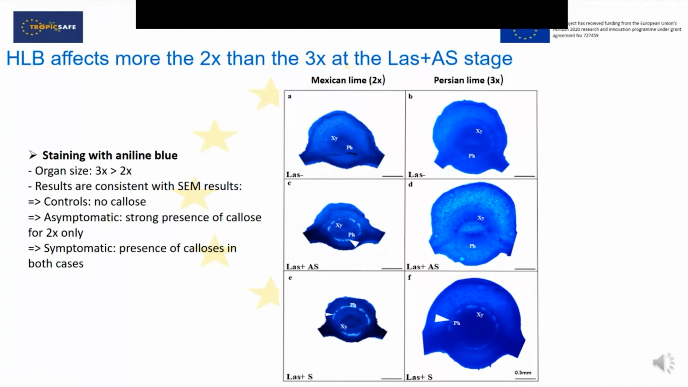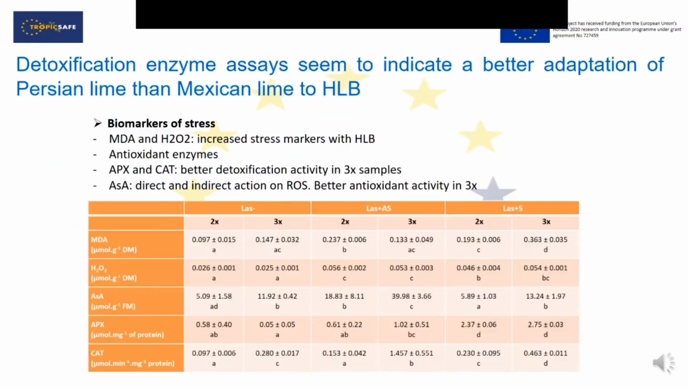In the middle, you have the asymptomatic leaves, and you can see that there is a callose deposition, a white ring, that is present only in Mexican lime, but not on the right for the Persian lime. However, in the symptomatic leaves, you can see the presence of the ring in both samples. This also demonstrates that for the asymptomatic leaves, the Persian lime is efficient and is still able to produce carbohydrate and transport it to the other parts of the tree.